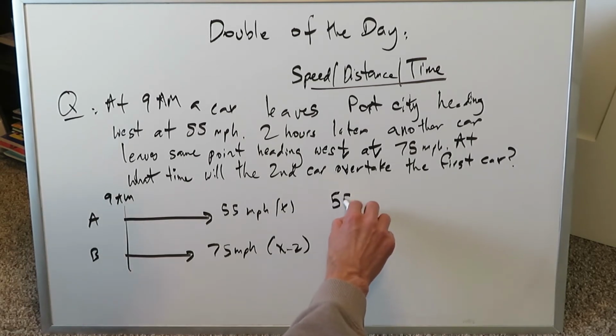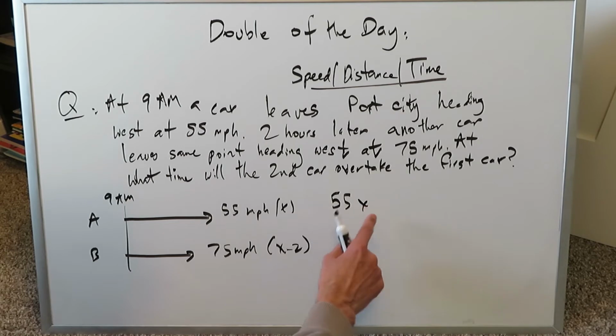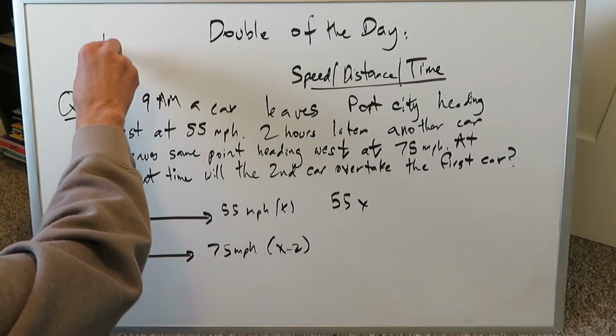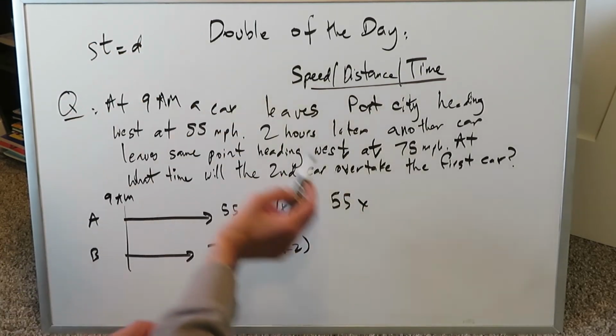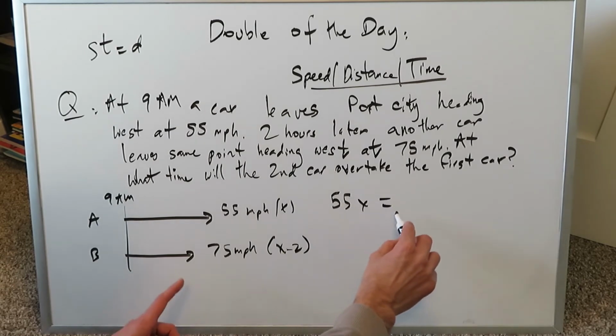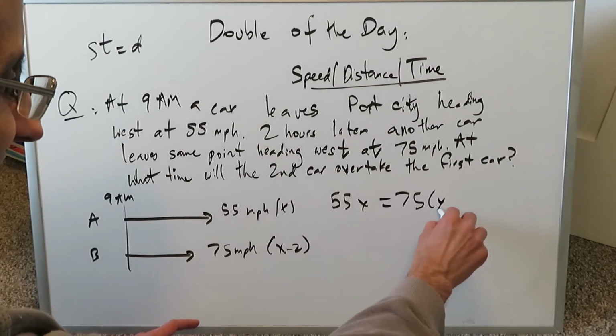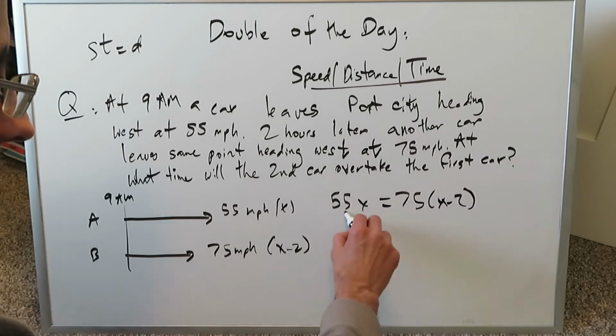The first car is 55x. It's always speed times time equals distance, right? S times T is equal to D. So the first car, 55x, is equal to the second car, 75 times (x minus 2). And you just solve it out.